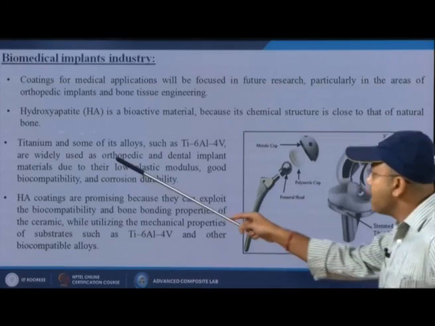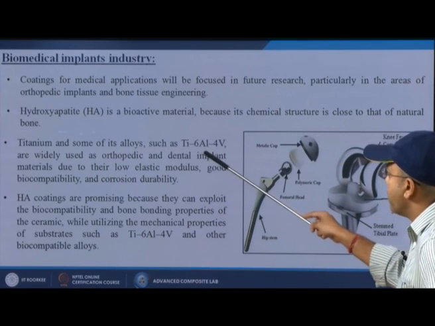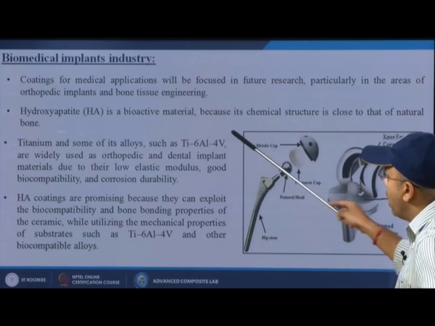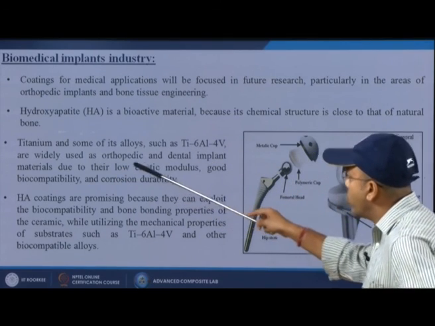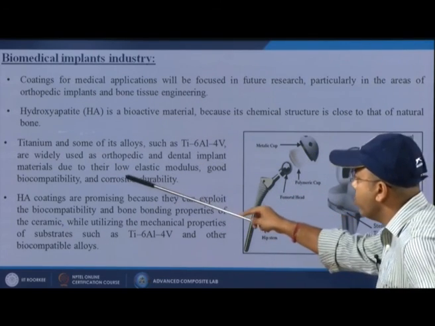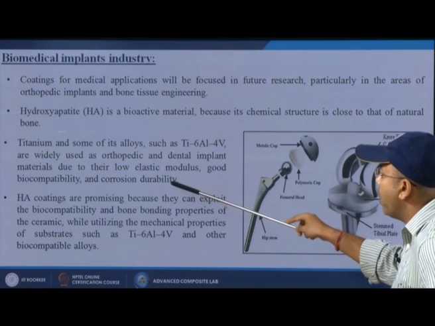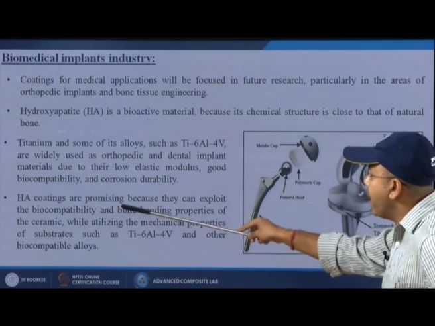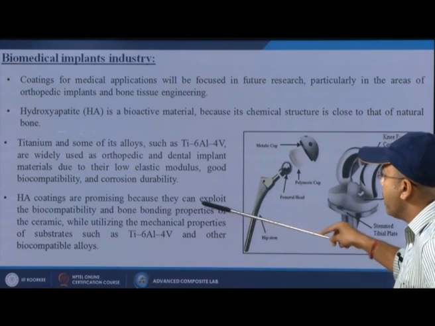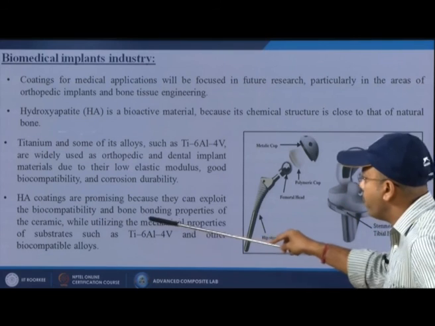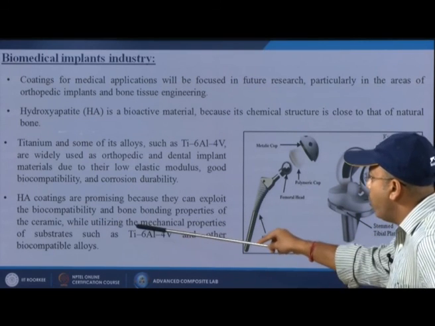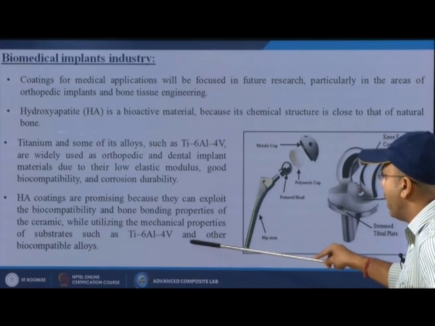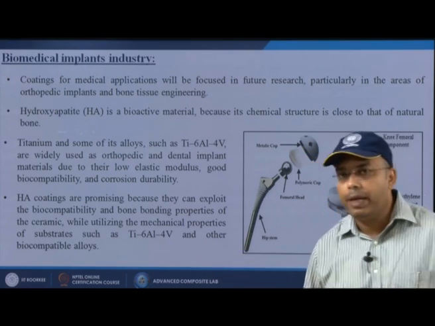Next, titanium and some of its alloys such as titanium 6 aluminum 4 vanadium, which is a kind of aluminum composite, are widely used as orthopedic and dental implant materials due to their low elastic modulus, good biocompatibility and corrosion durability. HA hydroxyapatite coatings are promising because they can exploit the biocompatibility and bone bonding properties of the ceramic while utilizing the mechanical properties of substrates such as titanium 6 aluminum 4 vanadium and other biocompatible alloys.